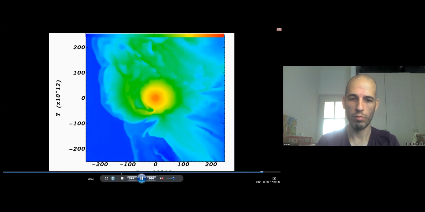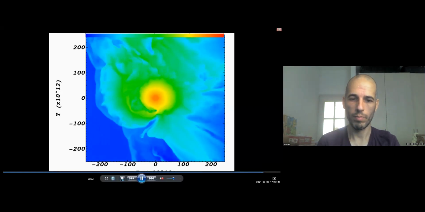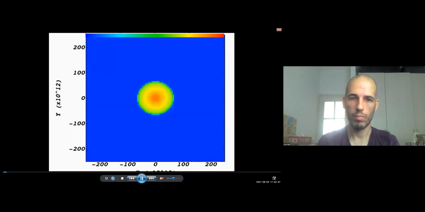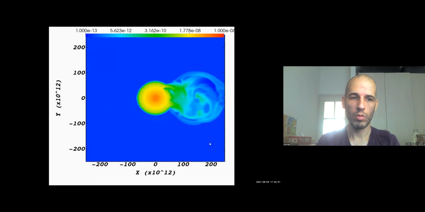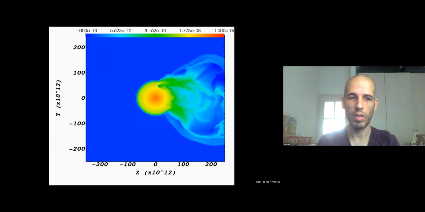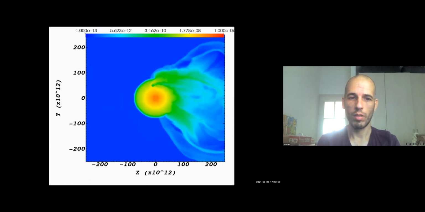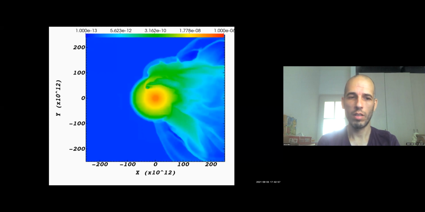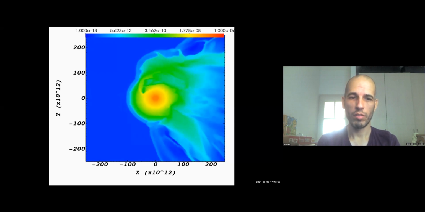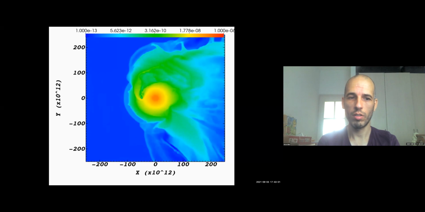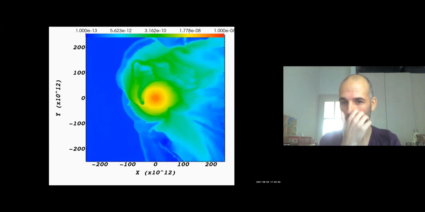Show the movie again. So what we see here is a slice in the equatorial plane with a color map of density in logarithmic scale. This movie is of the first full evolution. In the simulation, we continue for a few more evolutions.